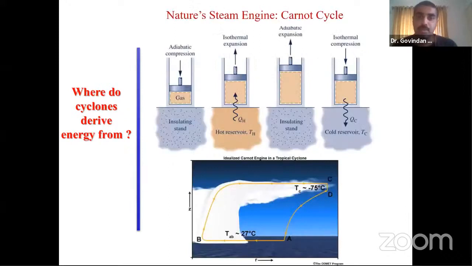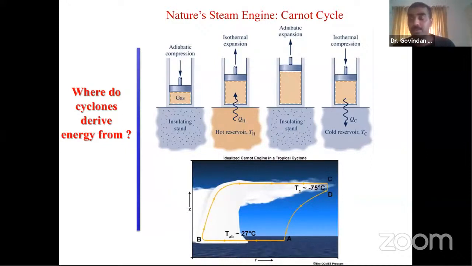So I don't know how many of you are familiar with Carnot engines, and probably the plus two students might have learned. So a tropical cyclone works in the same way as a Carnot engine or Carnot cycle. It is just like your automobile engine. Latent heat is available, so it converts heat energy into mechanical energy. This mechanical energy, in the form of wind speed, is used for destruction.